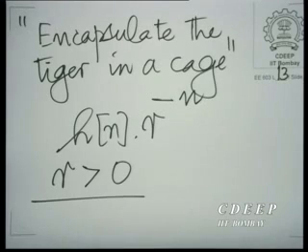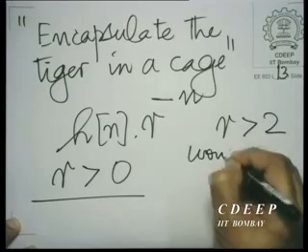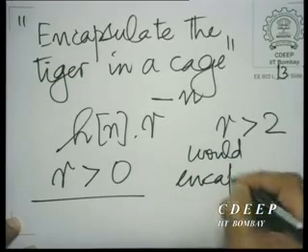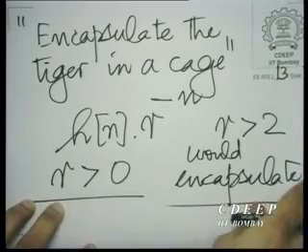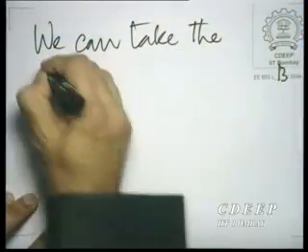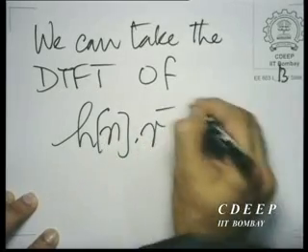So for example here, if you happen to multiply this sequence by any such exponential where r is greater than 2, it would get encapsulated, isn't it? Here r greater than 2 would encapsulate the tiger. And now you can take the DTFT. So we can take the DTFT of h, the encapsulated tiger. You can train the encapsulated tiger.